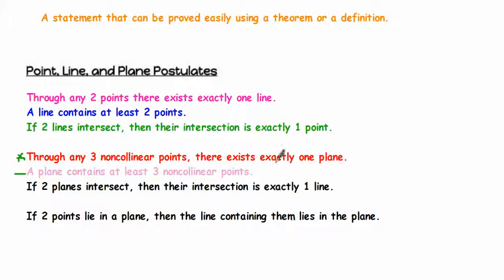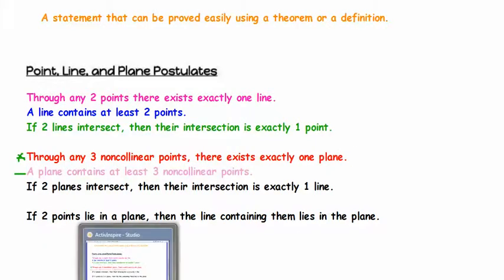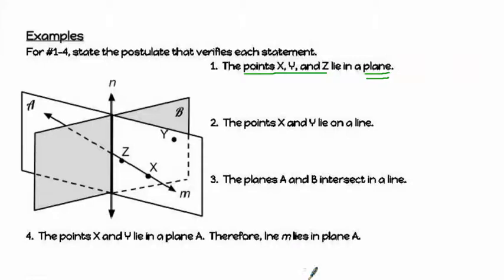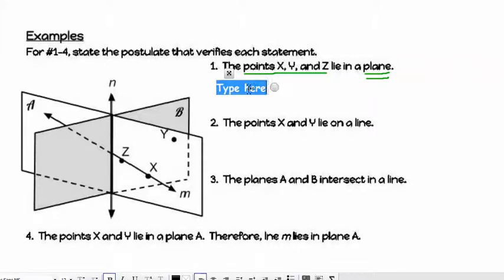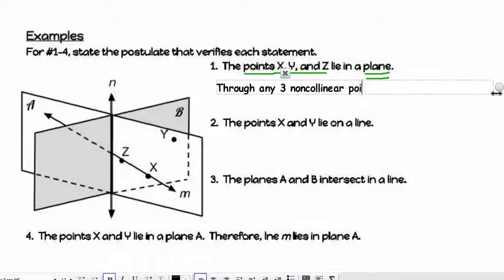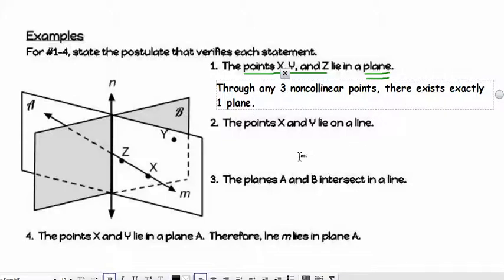So the one here in red is the one that I want to fill in on the back for number 1. So here for number 1, we're going to fill in: through any 3 non-collinear points, there exists exactly one plane. It starts with something about the points and ends with something about a plane.